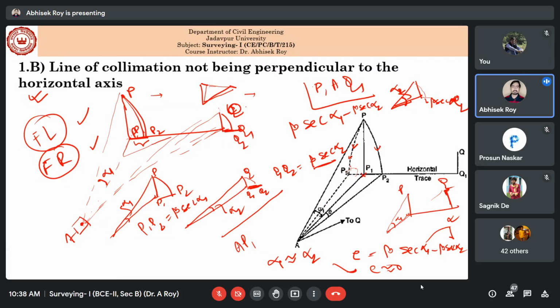So if you go for both the measurements and if you take the average, then you will actually get the measurements which is with respect to AP1. Hence, we can eliminate this error by taking both face measurements. That means while measuring any angle, we will measure first with face left swing right measurements, and then we will again measure this angle by face right swing left measurement.